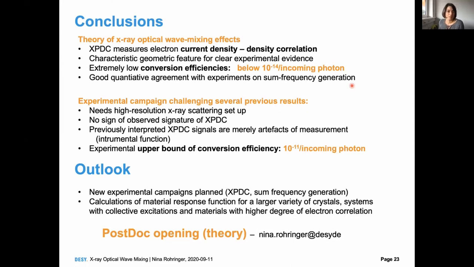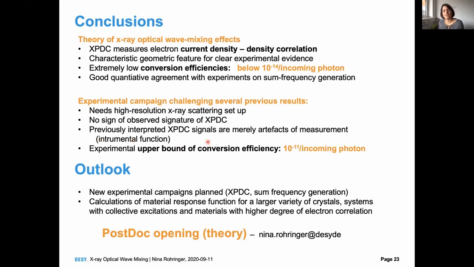In our experimental campaigns, you need a really high resolution X-ray scattering setup. And with improved experiments, we could not observe signatures of X-ray parametric down conversion. We would state that previously published experiments that have been interpreted as X-ray parametric down conversion signals are mere artifacts of the measurements. So these were measurements of the instrumental function.